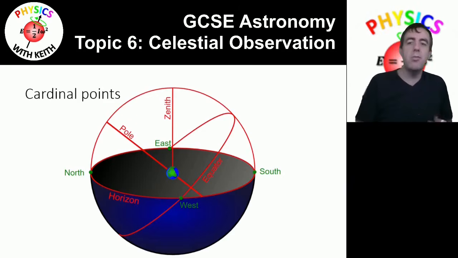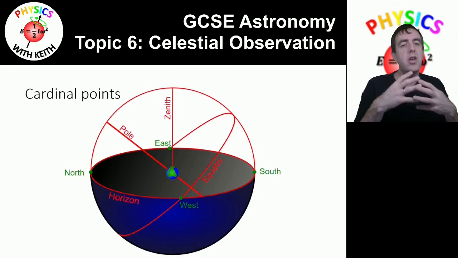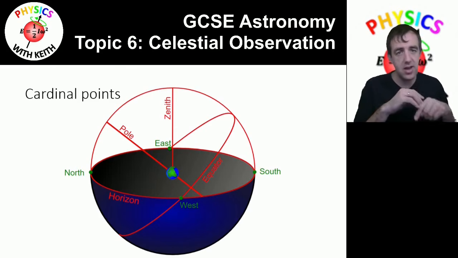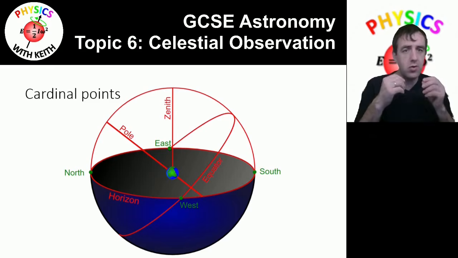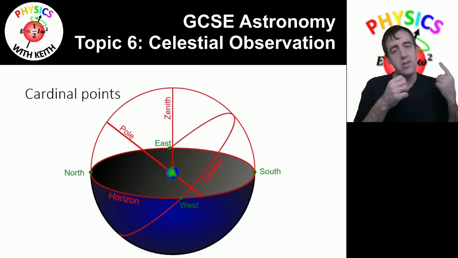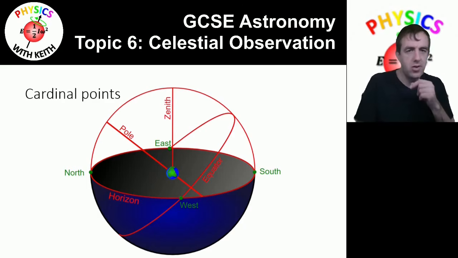Now, cardinal points in geography refers to your north, south, east, west, but there are other cardinal points in astronomy. For example, the zenith, the nadir, and you've got your north celestial pole, your south celestial pole, and you've got things like the celestial equator. These are all key cardinal directions that you should be aware of.